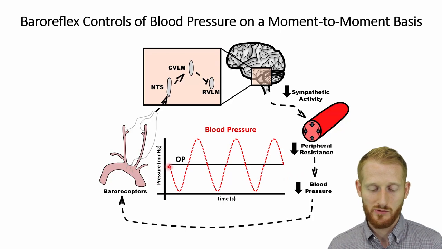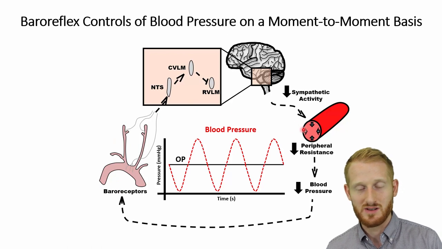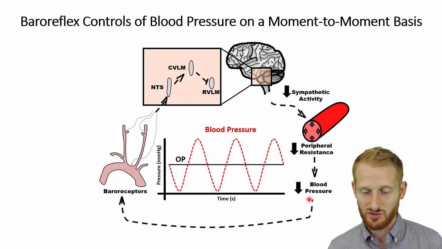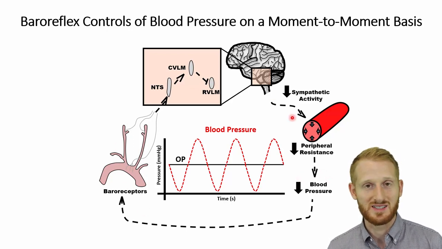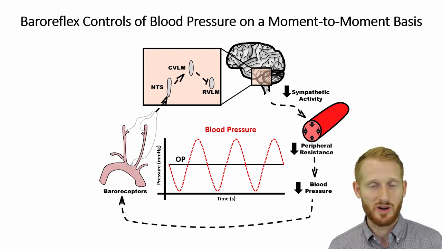So again, that's the reason why we have this oscillating pattern around the operating point that's done by the baroreceptors. When the blood pressure is too high, we go through this cycle and we decrease sympathetic activity. When the blood pressure is too low, like it might be now in this valley here, it's going to go through this reflex again. It's going to increase sympathetic activity to increase blood pressure. And that's how the baroreceptors work. The baroreceptors are what controls blood pressure from a moment-to-moment basis.